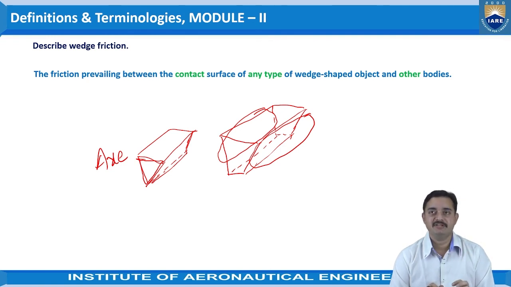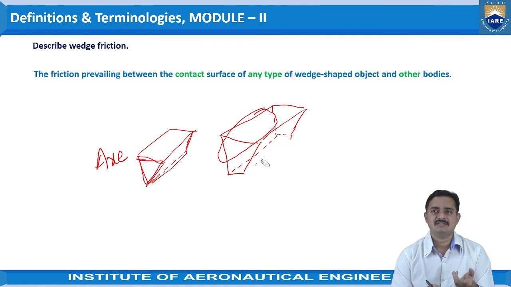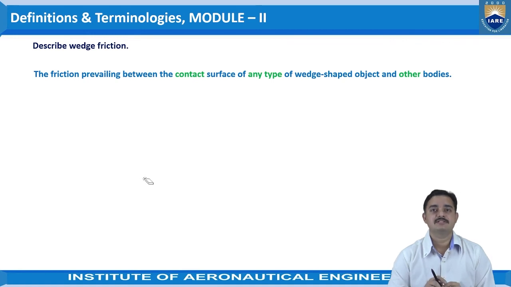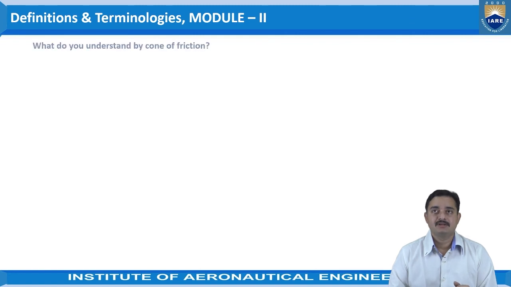Hence, these wedges are very helpful for splitting objects and for lifting very heavy loads to a little distance, to small heights. So the friction prevailing between the contact surface of any type of wedge shaped object and other bodies is wedge friction. Next one is, what do you understand by cone of friction?